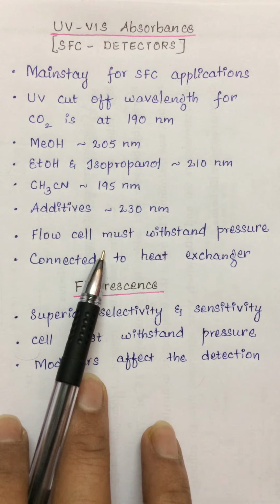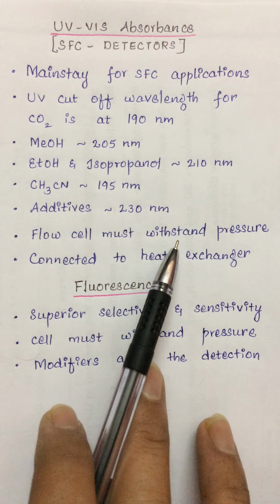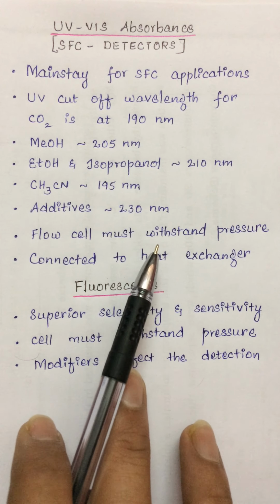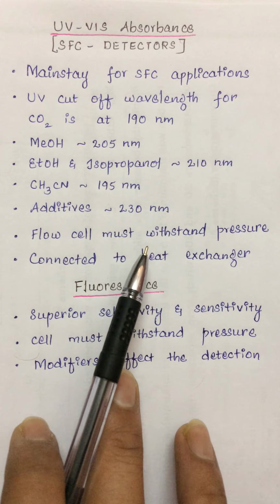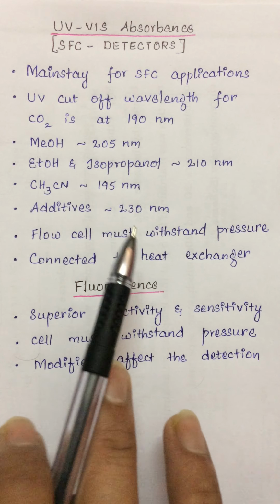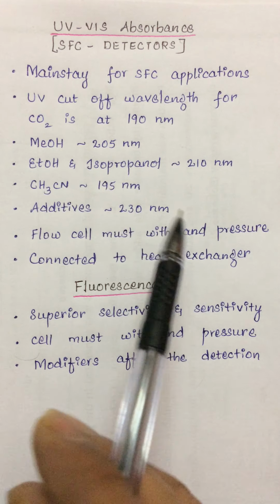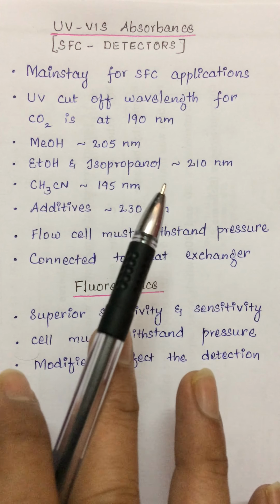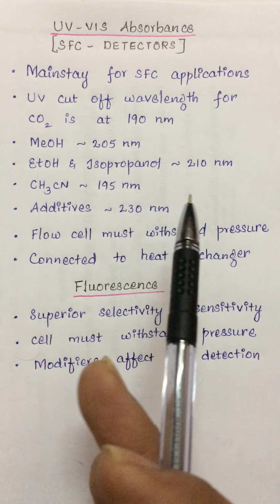Coming to the flow cell of the detector, the flow cell must be capable of withstanding the pressure of the mobile phase. Whatever pressure is coming from the mobile phase, the flow cell must withstand it. As a thumb rule, the volume of any UV visible cell should be less than 1/5 of the volume of mobile phase containing the fastest peak that the system is expected to produce.